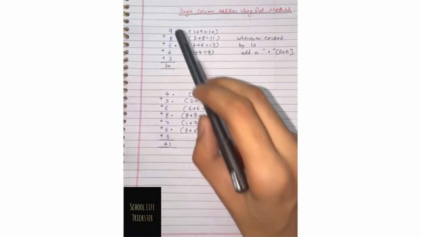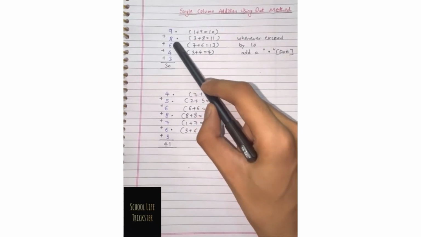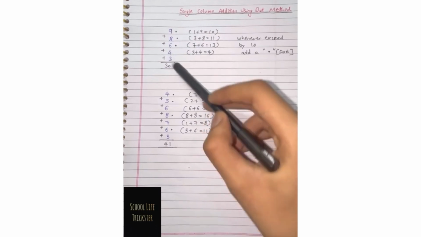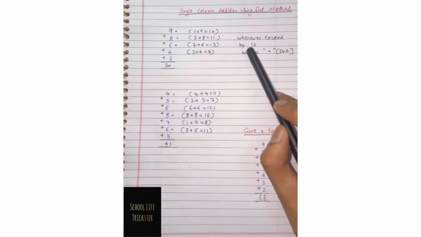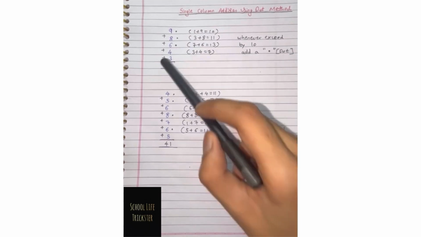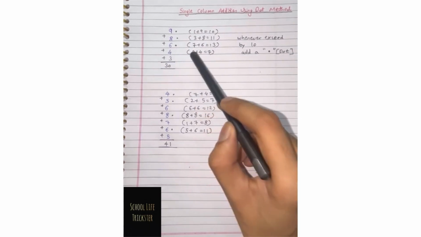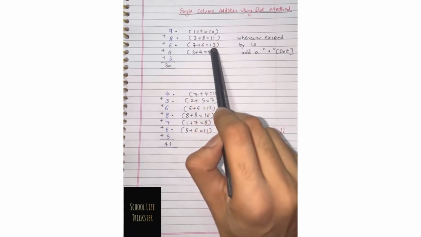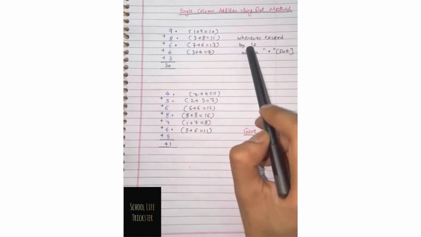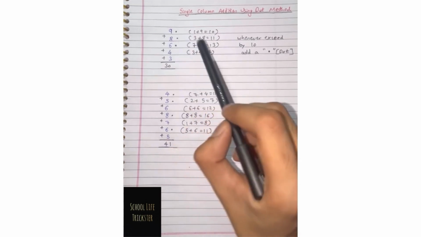Single column addition using dot method. Over here 9 plus 8 plus 6 plus 4 plus 3, the sum is given. So what is dot method? Whenever exceed by 10, add a dot. So let's see the sum. Over here 3 plus 4 is 7, 7 plus 6 is 13. So here 13 exceeded by 10, so we add a dot over here.